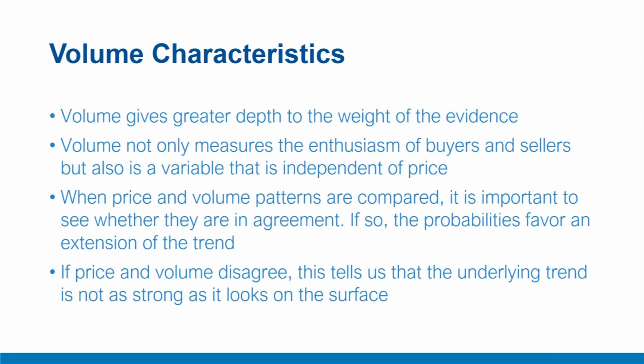Volume has certain specific characteristics with a given trend. For example, it gives greater depth to the weight of evidence. Volume not only measures the enthusiasm of buyers and sellers, but it is also a variable that is independent of price in capturing the arrival of information. So when price and volume patterns are compared, it is important to see whether they are in agreement or in divergence. If they are in agreement, the probability favors extension of a trend. But if they disagree, that tells us the underlying trend is not as strong as it looks on the surface.